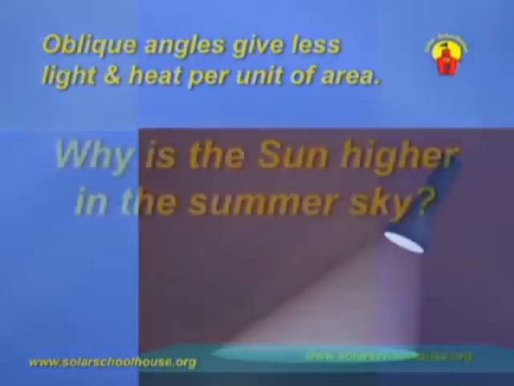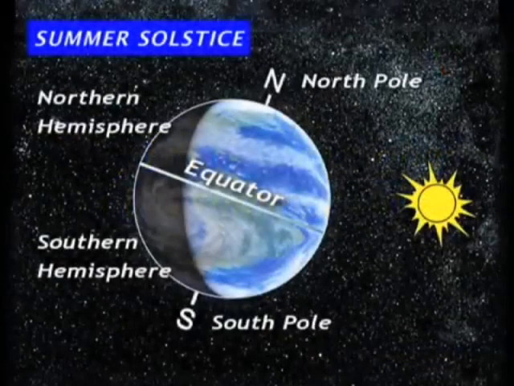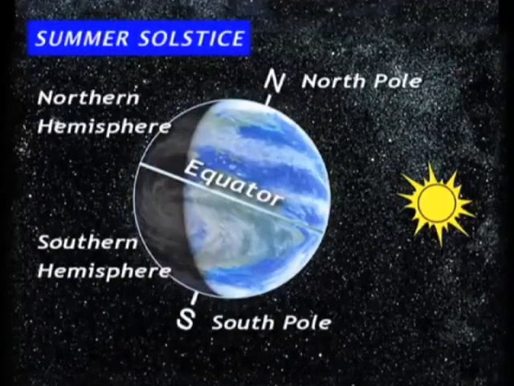So why is the sun higher in the summer? To find out, we need to remember two things. First, the Earth is tilted on its axis. And second, the Earth is orbiting the sun. Every year, the Earth travels around the sun in a huge circular path through space. During summer in the northern hemisphere, the North Pole is tilted toward the sun. This makes the sun's path higher in the sky and causes the northern half of the Earth to receive more light and heat than it does during winter.